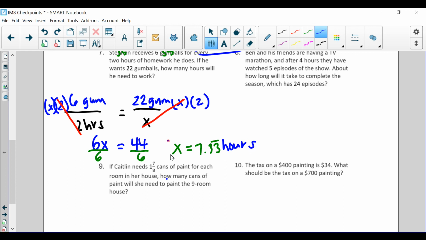Do you guys like gumballs? They're okay. Sometimes they get stuck in the teeth, right? Okay. All right, we're on to the last one.